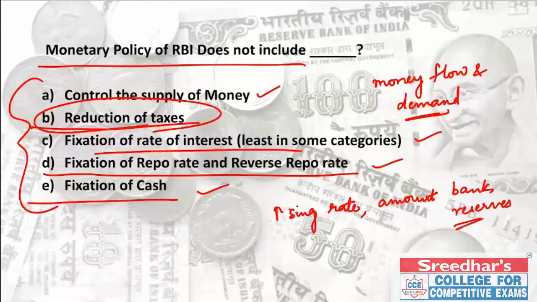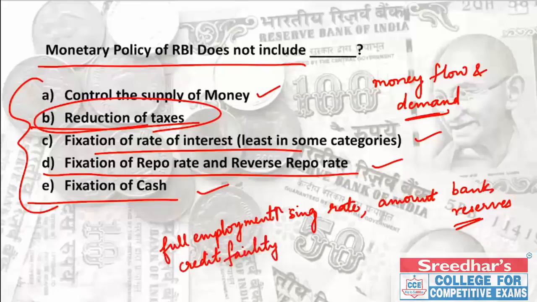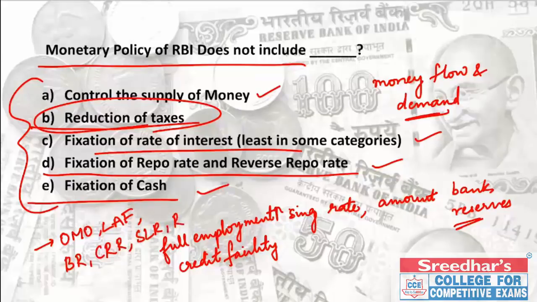So what are the main objectives of monetary policy? To maintain price stability in the country, to ensure flow of credit in the productive sectors, arrangement of full employment and expansion of credit facility, equality and justice, stability in exchange rate, promotion of fixed deposits, etc. RBI uses monetary policy to control open market operations, liquidity adjustment facility, bank rates, to maintain cash reserve ratio, statutory liquidity ratio, repo rate and then reverse repo rate. So it uses monetary policy to control all of these.